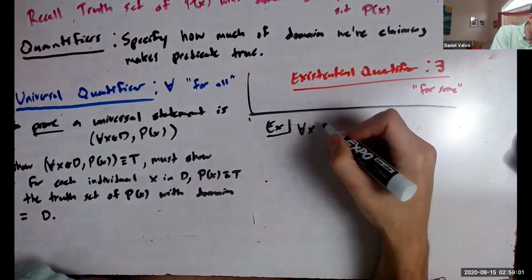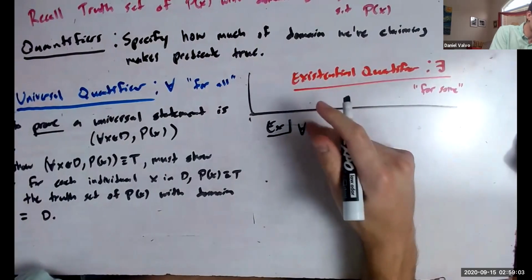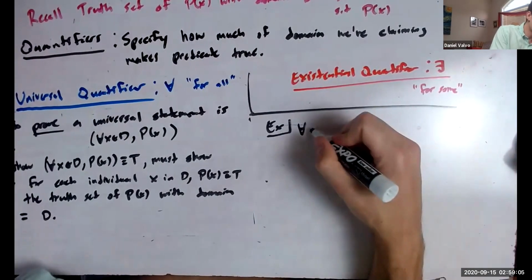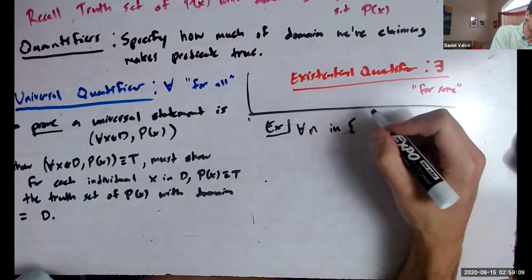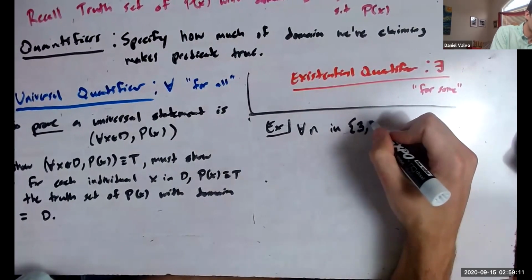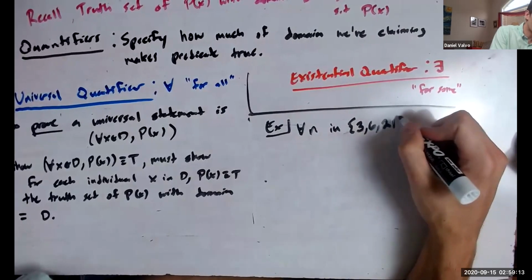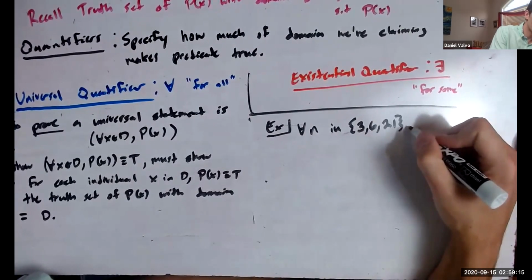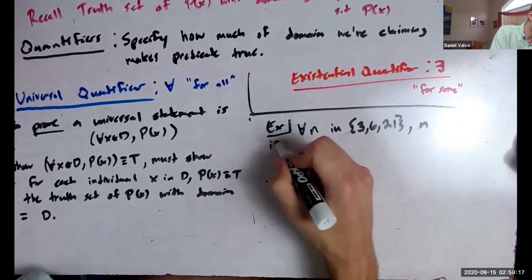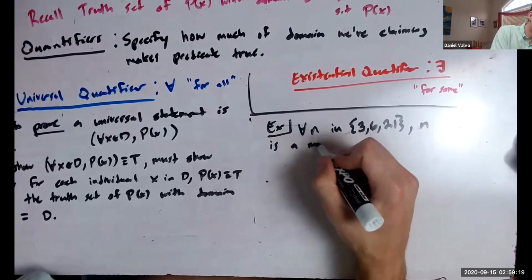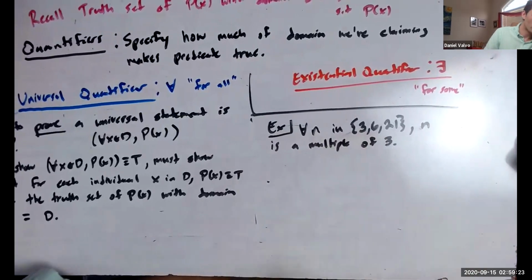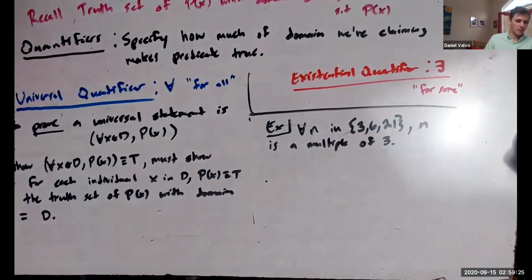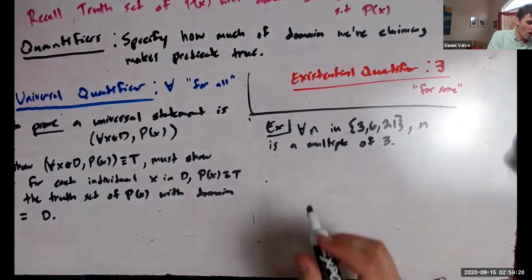For all x. Actually, this is a different variable because the variable doesn't matter. For all n in the set {3, 6, 21}, n is a multiple of 3. All right.